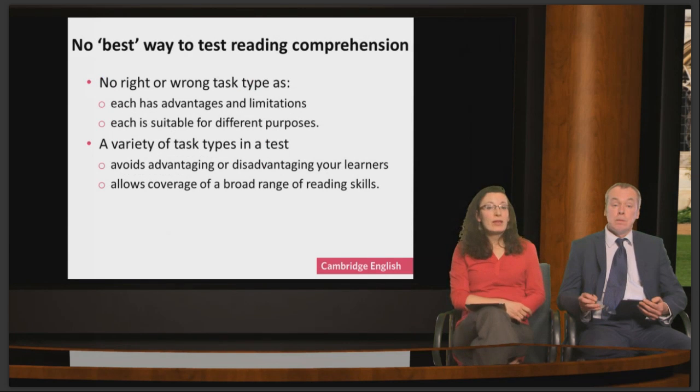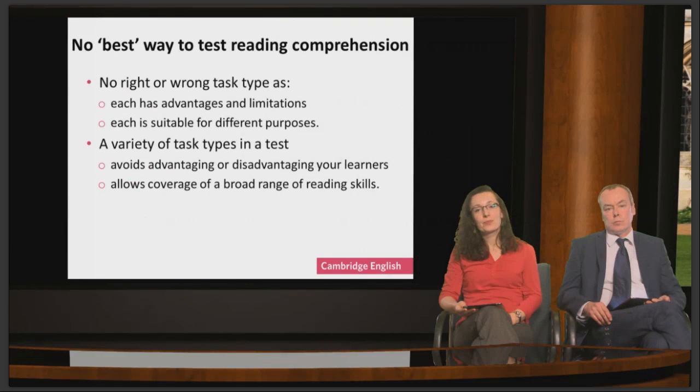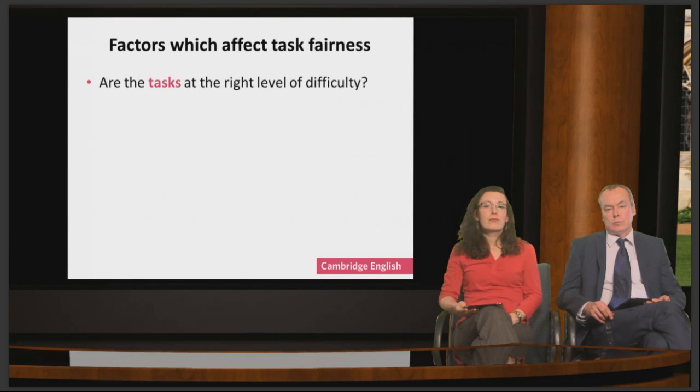So, in summary, we can see that there is no best way to test reading comprehension. Each task type has its own advantages and disadvantages, and each is suitable for different purposes. Ideally, a test should use a variety of task types so that no candidates get an unfair advantage or a disadvantage, and so that you can cover a broad range of reading skills. And here are some final points that you need to consider when developing or choosing tasks.